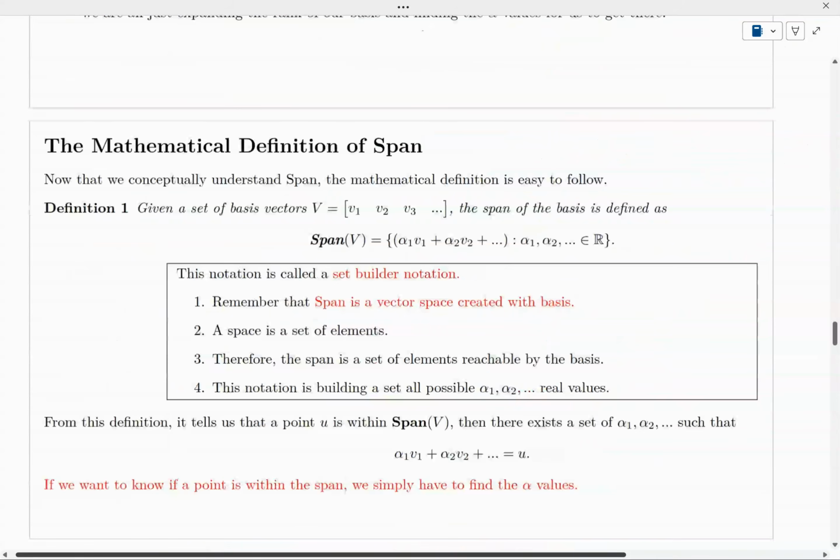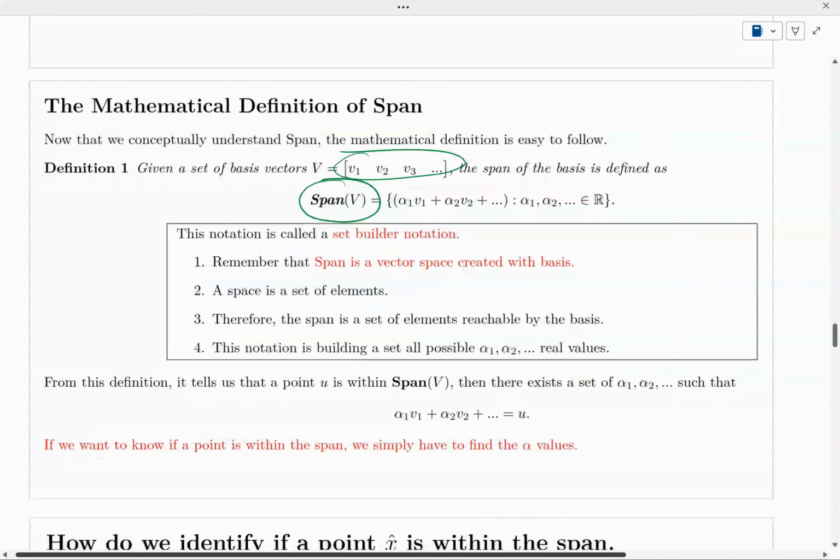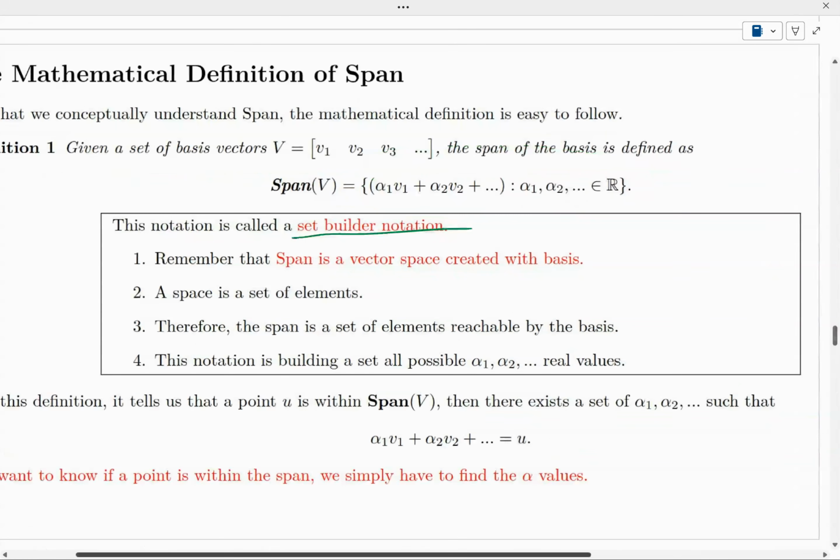So now that we have a conceptual grasp of the concept of span, the mathematical definition follows very easily. The span of V, right? V is a bunch of bases. The span of this is a set, right? It's a set of the combinations of the vectors. So this notation, I'm going to assume many of you don't know this notation. It's called set builder notation.